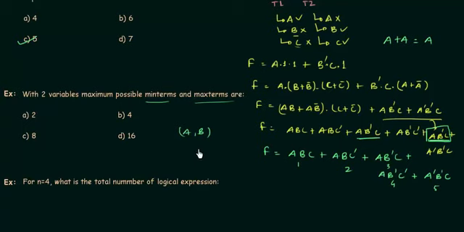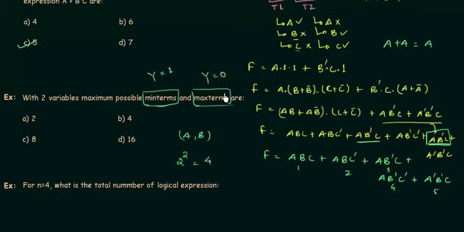You already know when we have two variables, we have four possible combinations: A complement B complement, A complement B, A B complement, A B. These are the four possible combinations, and we write min terms when the output is high, and we write max terms when the output is low.